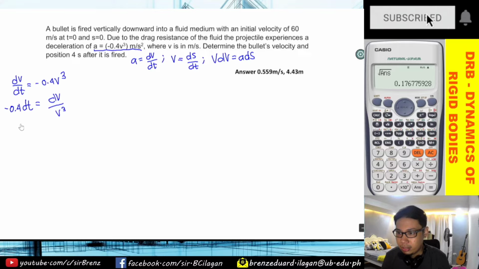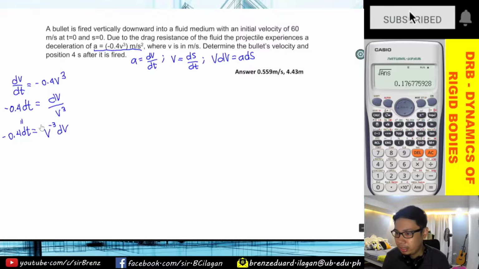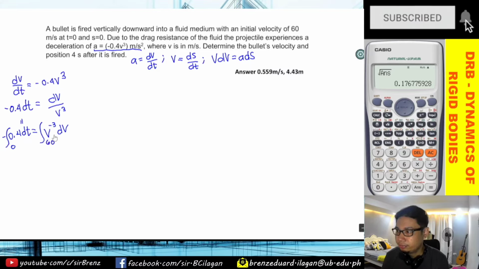I-copy ko lang ito. And then ang gagawin ko sa v cubed, itataas ko siya, so magiging negative v cubed dv na siya. After that, ano yung sunod natin gagawin? Diba, we will take the integral of both sides. So, integrate lang natin ito. Ang sabi dyan, at time 0, yung kanyang velocity is 60 meters per second.